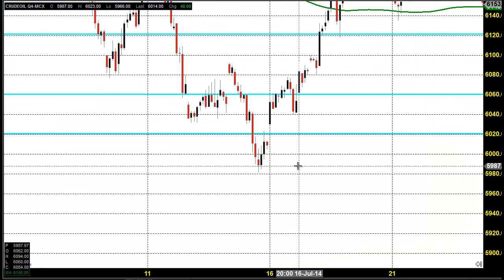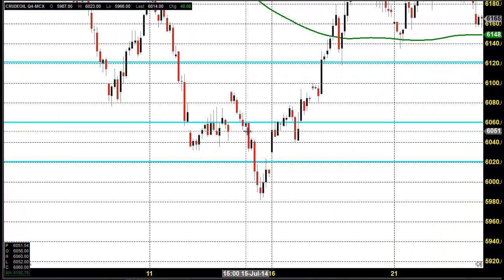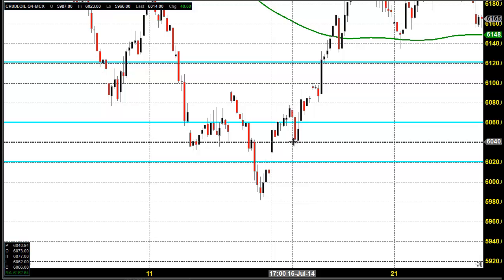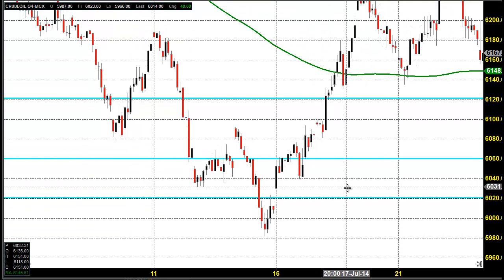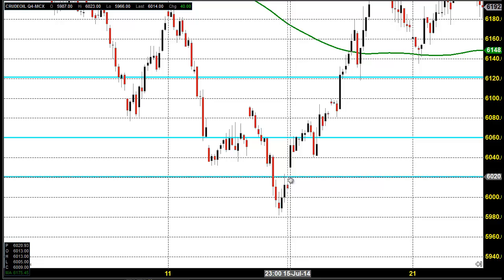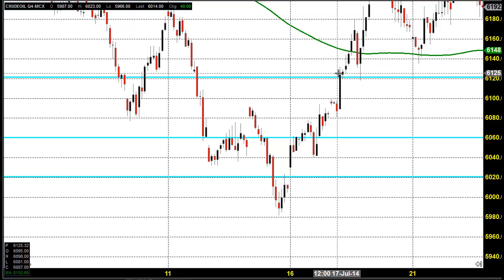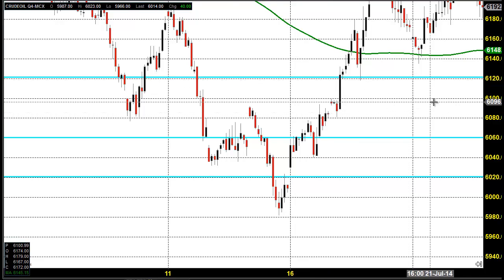If you want to see other details, look at what happened earlier on July 16th in this particular contract. Once the price clears 6020, you could see in both these areas, whenever the price cleared 6020, it always reached 6060, and the next zone was 6120.